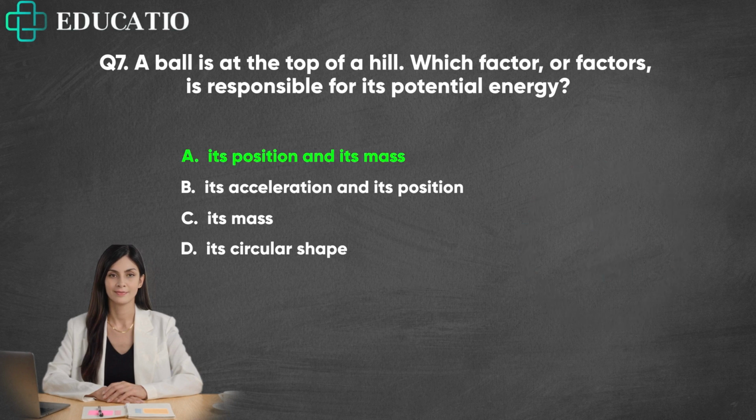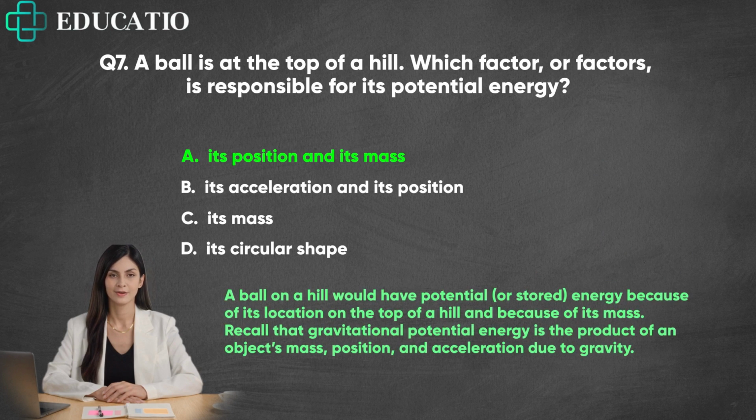Answer: A. Explanation: a ball on a hill would have potential, or stored, energy because of its location on the top of a hill and because of its mass. Recall that gravitational potential energy is the product of an object's mass, position, and acceleration due to gravity.